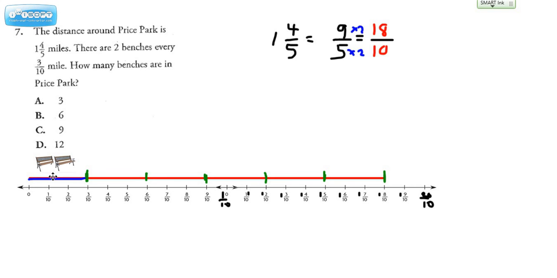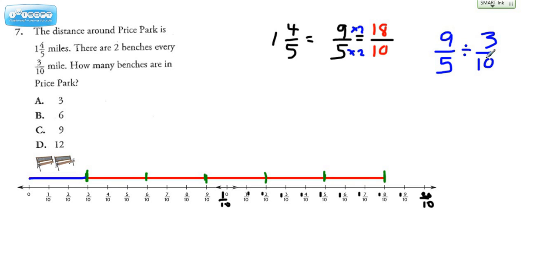Now, if we look at our groups of 3/10, here's a group of 3/10, here's another group, here's another group. So if we just count them, let's start from the beginning and we'll count aloud: 1, 2, 3, 4, 5, 6 groups of 3/10. Now, if we were to do the algorithm for that, we're really taking the value of 1 4/5, either one, it really doesn't matter, and we're finding out how many groups of 3/10 there are. So that's really division. We're taking 9/5 and dividing it by 3/10.